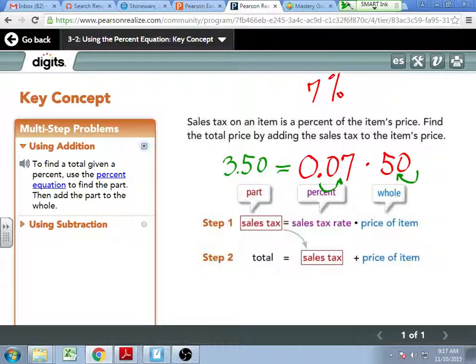So your total cost that you pay, you'll have to take that sales tax of $3.50 and add the price of the item. So the total that you would then pay is $53.50.